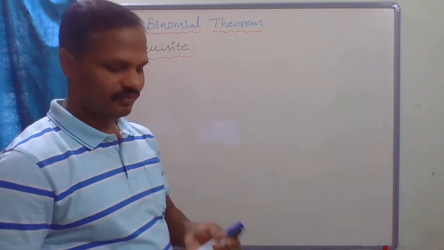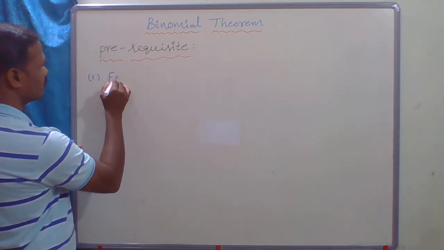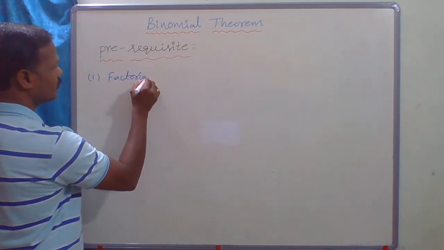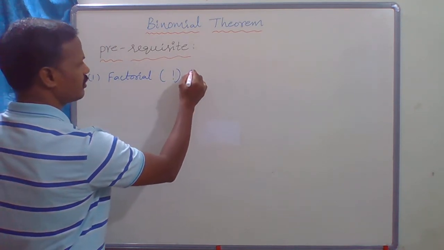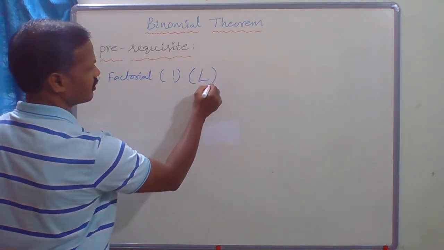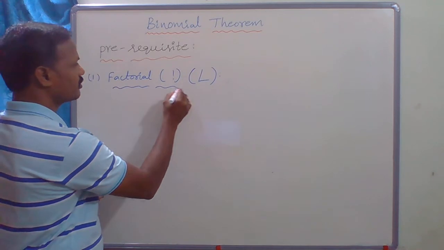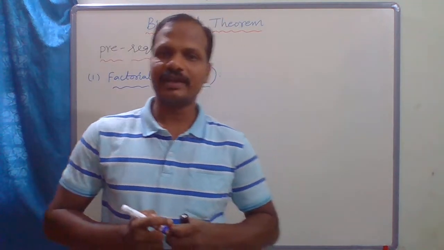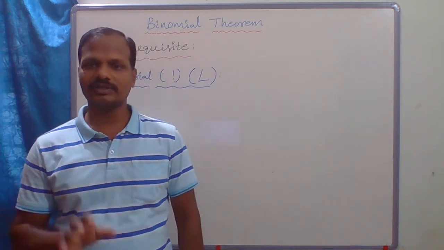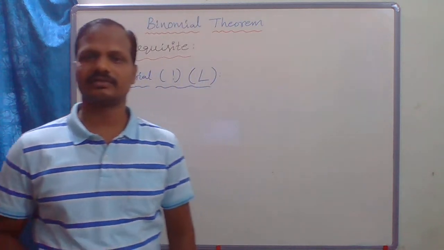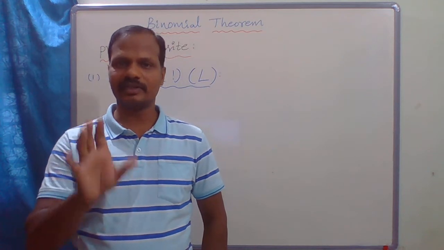So the first one, factorial. It is denoted by this symbol, or this symbol. So factorial means the factorial of n is the product of first n natural numbers. That means the factorial of 5 is the product of first 5 natural numbers.